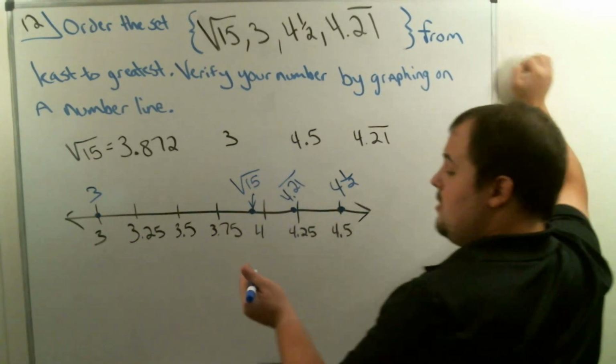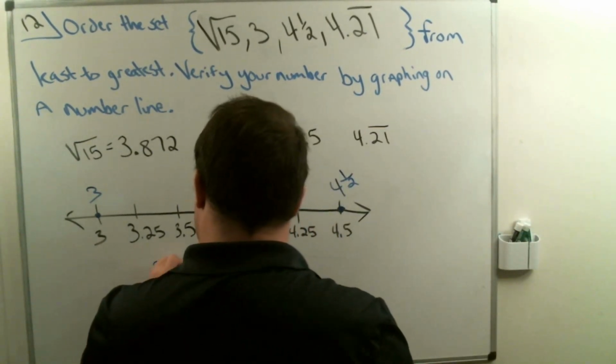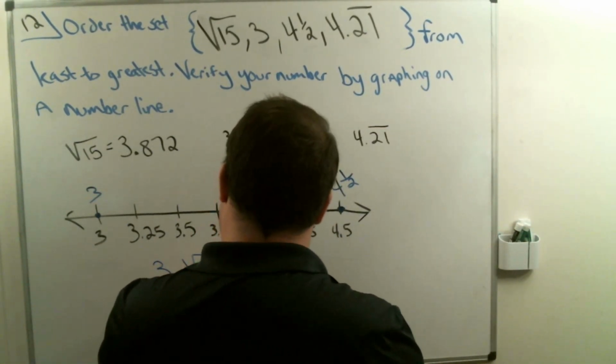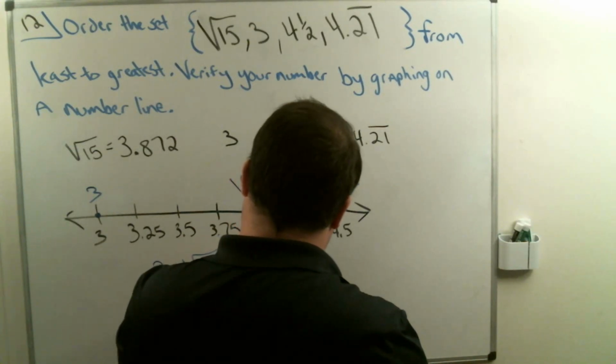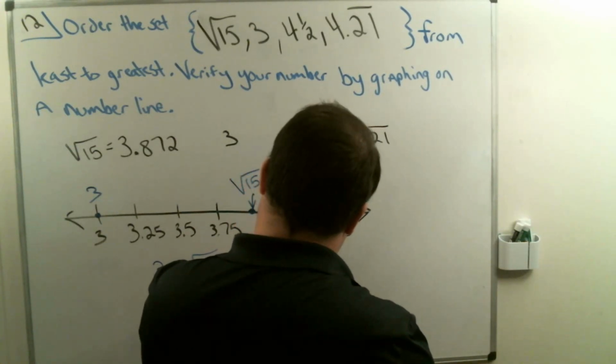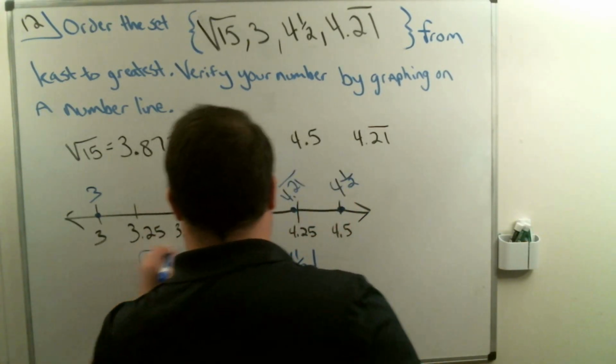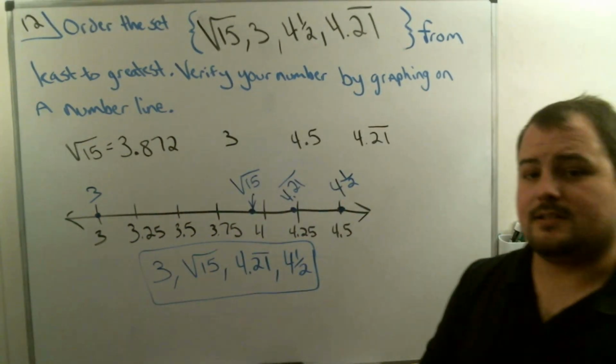So now I just say, well, my order goes from 3, square root of 15, 4.21 repeating, and 4.5. And that would be my final answer.